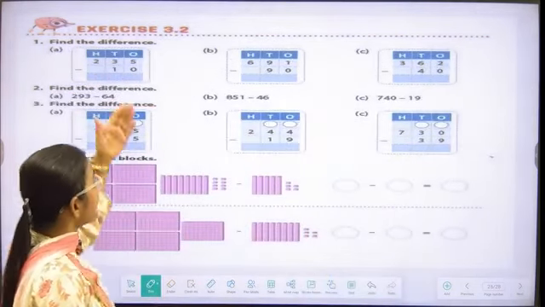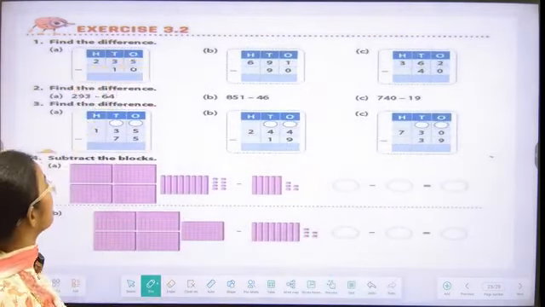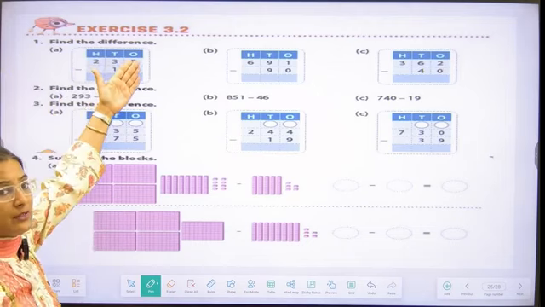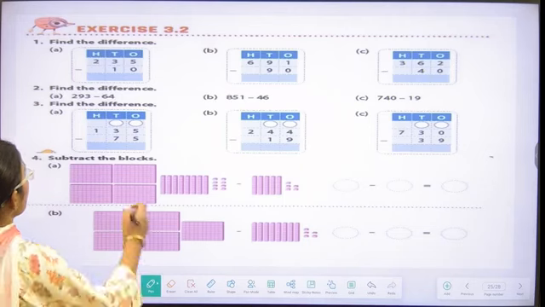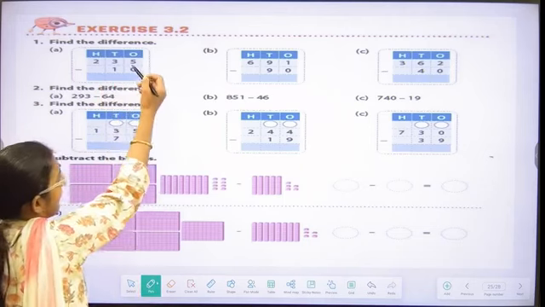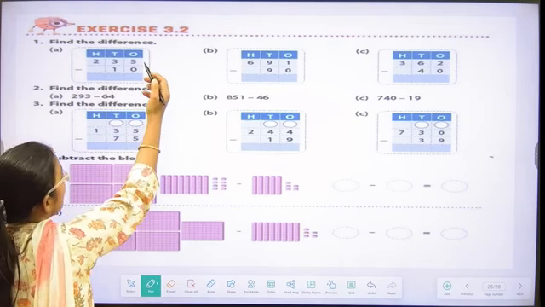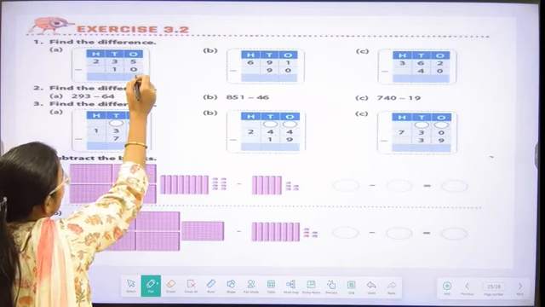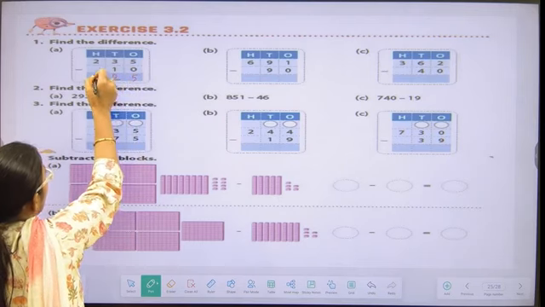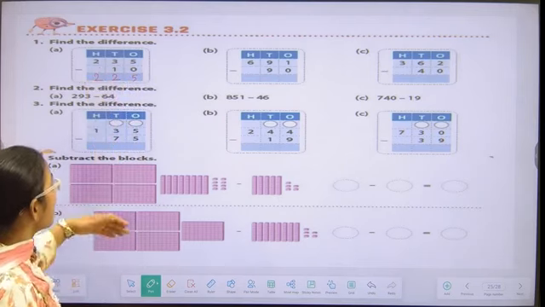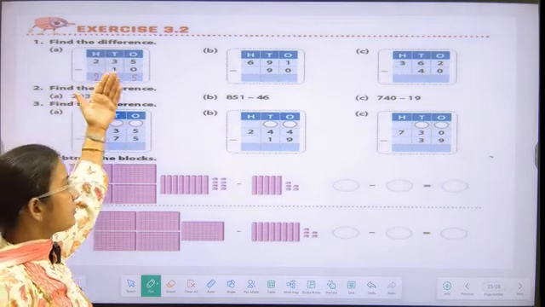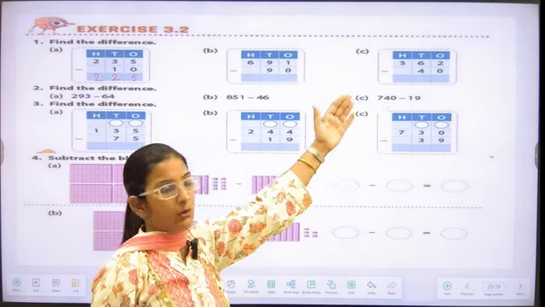Let's move to our next exercise 3.2, student. Now in the first question, we have to find the difference. Let's do the first one. We have to subtract 10 from 335. Let's start subtracting by ones place value. If I am subtracting 0 from 5, I am getting a 5. 3 minus 1, I am getting a 2, and 200. So our difference will be 225, student. Just like this, you can attempt the second and third part also.